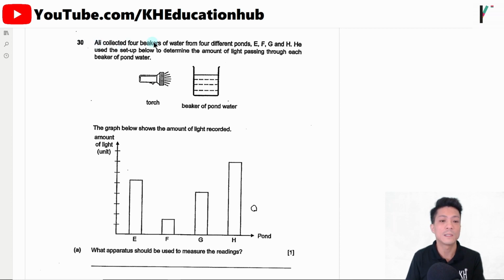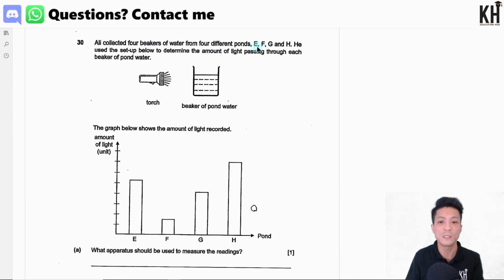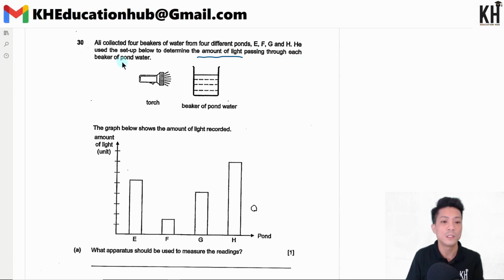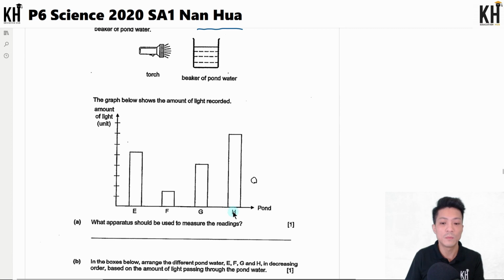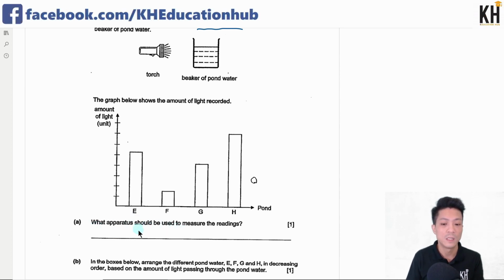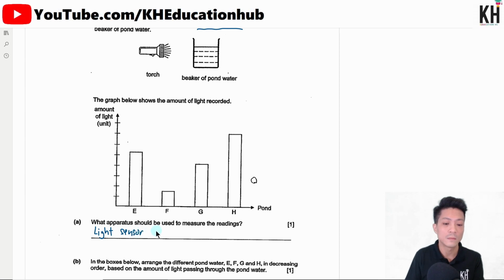Question 30. Ali collected 4 beakers of water from 4 different ponds, E, F, G, and H. Use the setup below to determine the amount of light passing through each beaker of pond water. The graph below shows the amount of light recorded, and H has got the most, followed by E, G, and F has got the least. What apparatus should be used to measure the readings? So you probably need a light sensor, and maybe a data logger also.